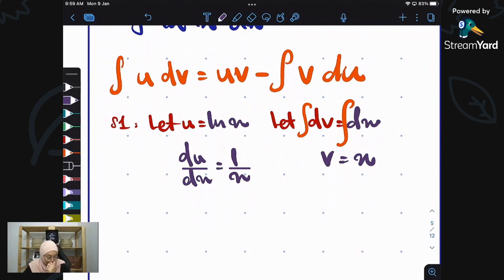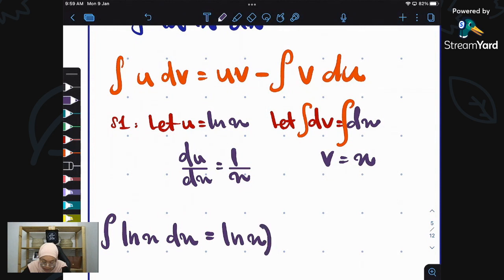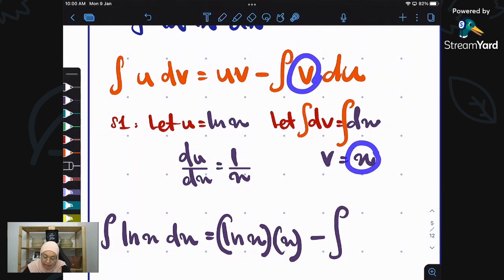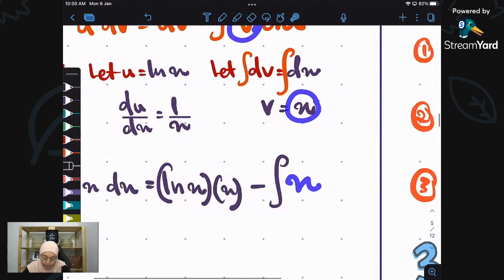And then, what should we do? We are now going to use this formula, put the u and the v together. Let me show you how. Let me write down the question back, which is the integral of ln x dx equals u times v. Where is your u? Your u is here, ln x. So I write it down, ln x, times your v, which is x. Put it beside the ln x, here. And then minus the integral of v. The v right now is x, so put the x there.